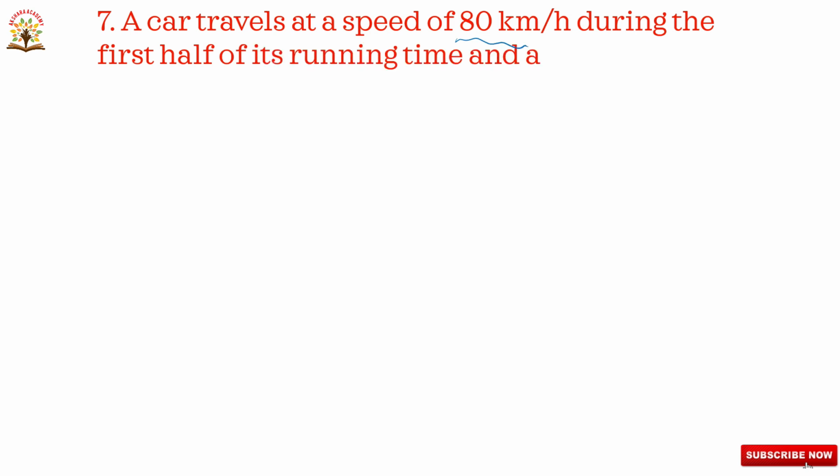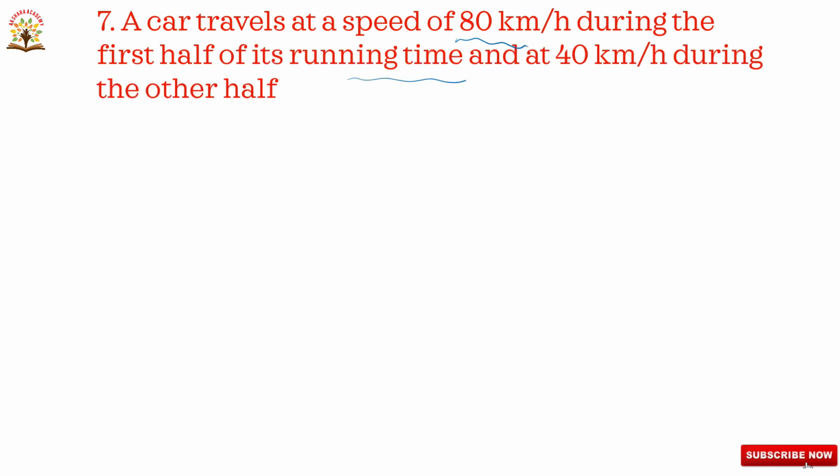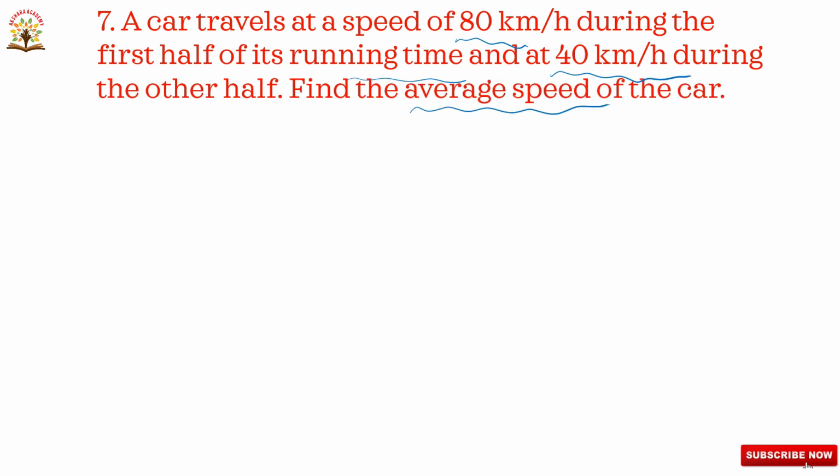A car travels at a speed of 80 km per hour during the first half of its running time and at 40 km per hour during the other half. Find the average speed of the car. Here they gave two speeds. One is 80 km per hour, the other is 40 km per hour. But they gave first half of its running time 80 and the other half 40. You have to calculate average speed. Let us discuss.